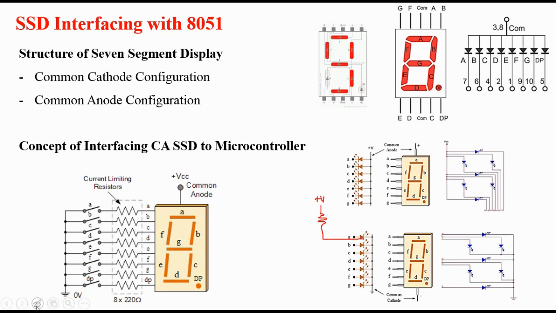Okay, something like this. So what will happen, let us suppose we want to glow this segment A. Current will start flowing like this through this A and to the ground. It means that in common cathode configuration we give positive supply, whereas in case of common anode configuration positive supply is already there, we ground that terminal in order to glow that LED. So this is the basic difference between common anode and common cathode.